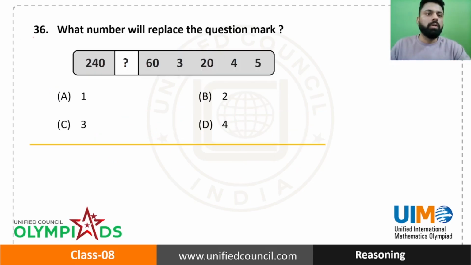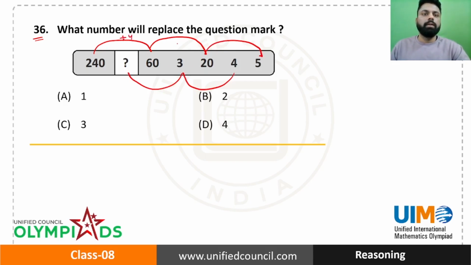Here is the first question. What number will replace the question mark? So see, 240, then 60, then 20, and then 5, 4, 3, and this. So 240 divided by 4 is 60, 60 divided by 3 is 20, 20 divided by 4 is 5. So it has to be 4. So the option is the correct answer.